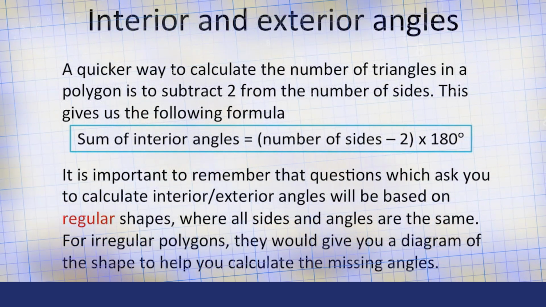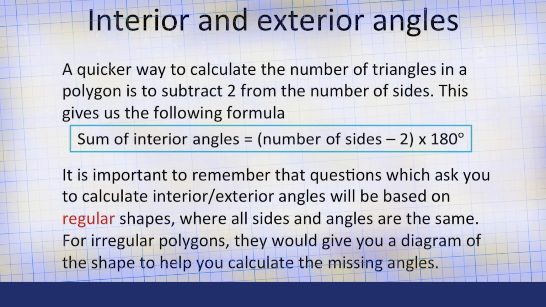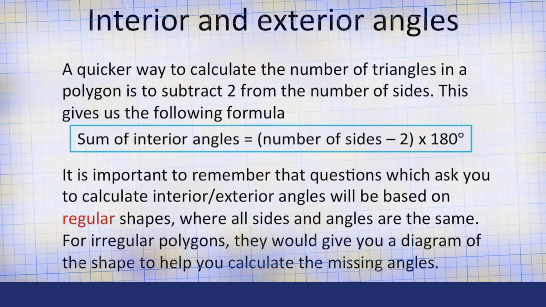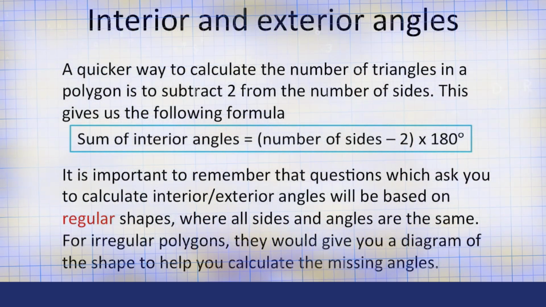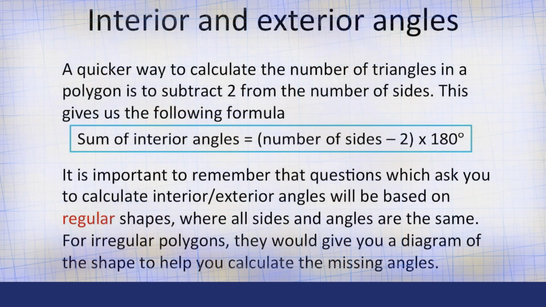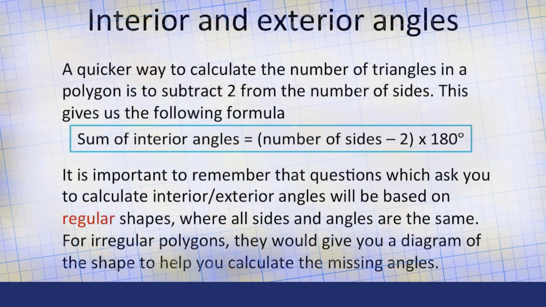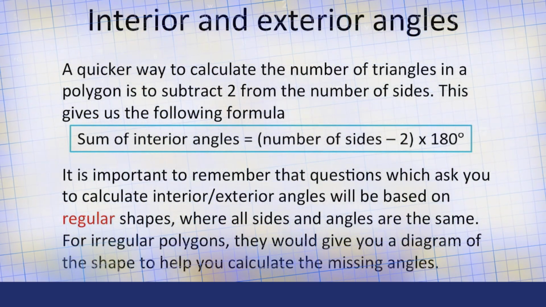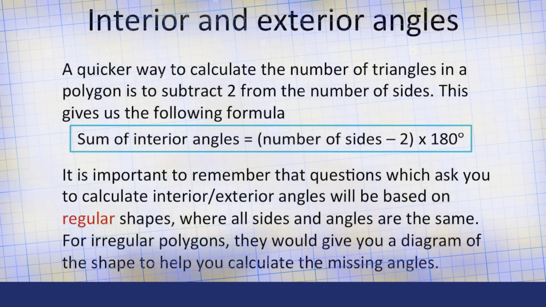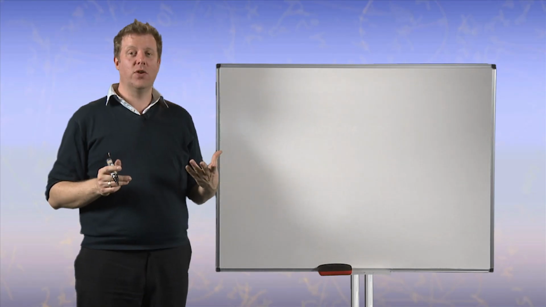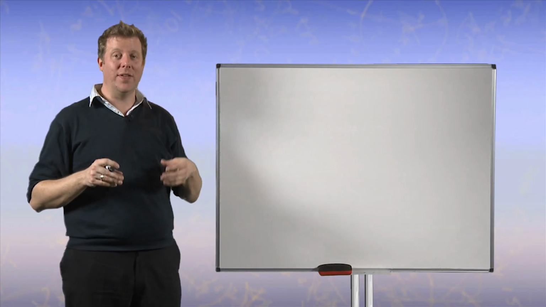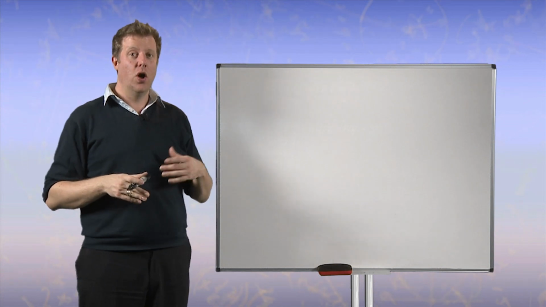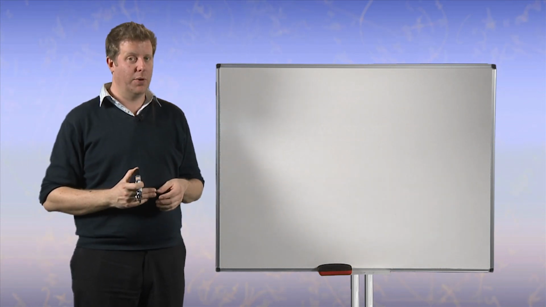Now, it's important to remember that questions that ask you to calculate interior or exterior angles will usually be based on regular shapes, where all the sides and the angles are the same. For irregular polygons, they would have to give you a diagram of the shape to help you calculate the missing angles. So let's have a look at a couple of examples now where we're working out the interior and exterior angles of either a regular or an irregular polygon.